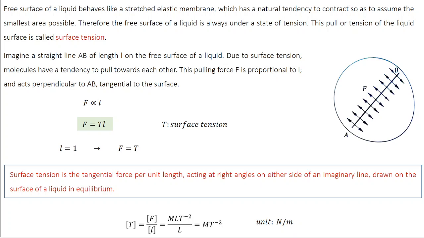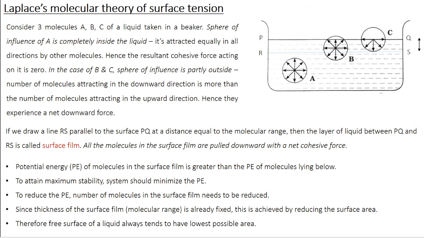Now, what's the molecular origin of surface tension? The first satisfactory explanation for surface tension was given by a scientist called Laplace, and this is popularly known as Laplace's molecular theory of surface tension. So imagine you have some liquid in a beaker. So let's consider three molecules A, B, and C.